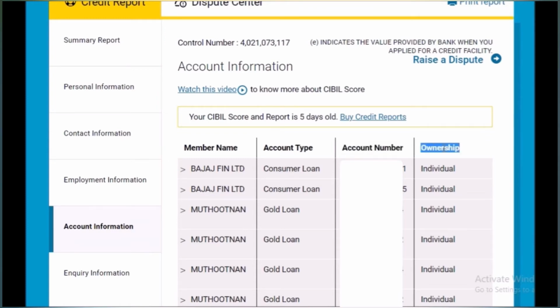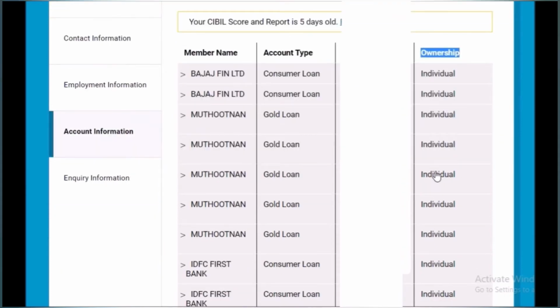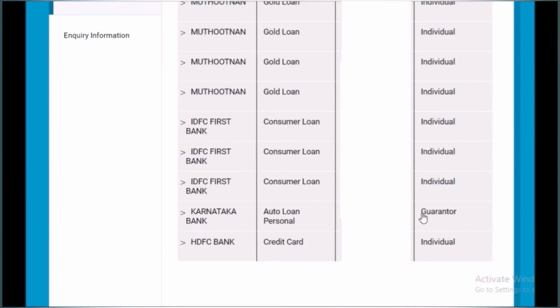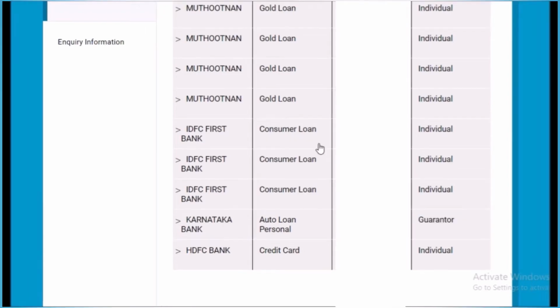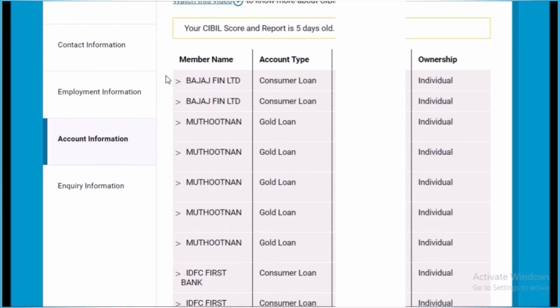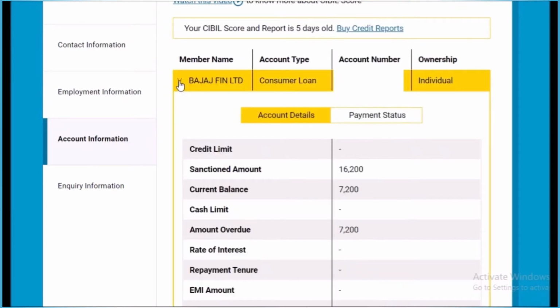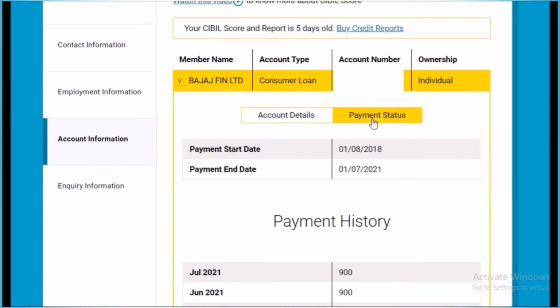If any of your credit account shows as individual ownership, it means that you are the main applicant. If at all your ownership shows as guarantor, it means that you are a co-applicant or a guarantor for the particular credit. If you want to know how you dealt with a particular credit account, click on that credit account. The first thing you'll see is the account details and then the payment status.